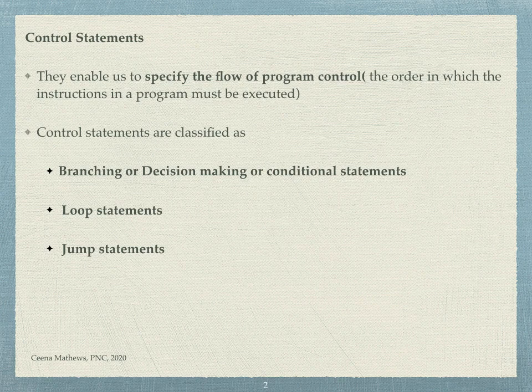Normal flow of program execution is sequential. That sequential order of execution can be changed using the control statements. There are three categories of control statements: branching, otherwise called decision making or conditional statements; second, looping statements; third, jumping statements. In this video, I'll be discussing only the decision making or branching statements.